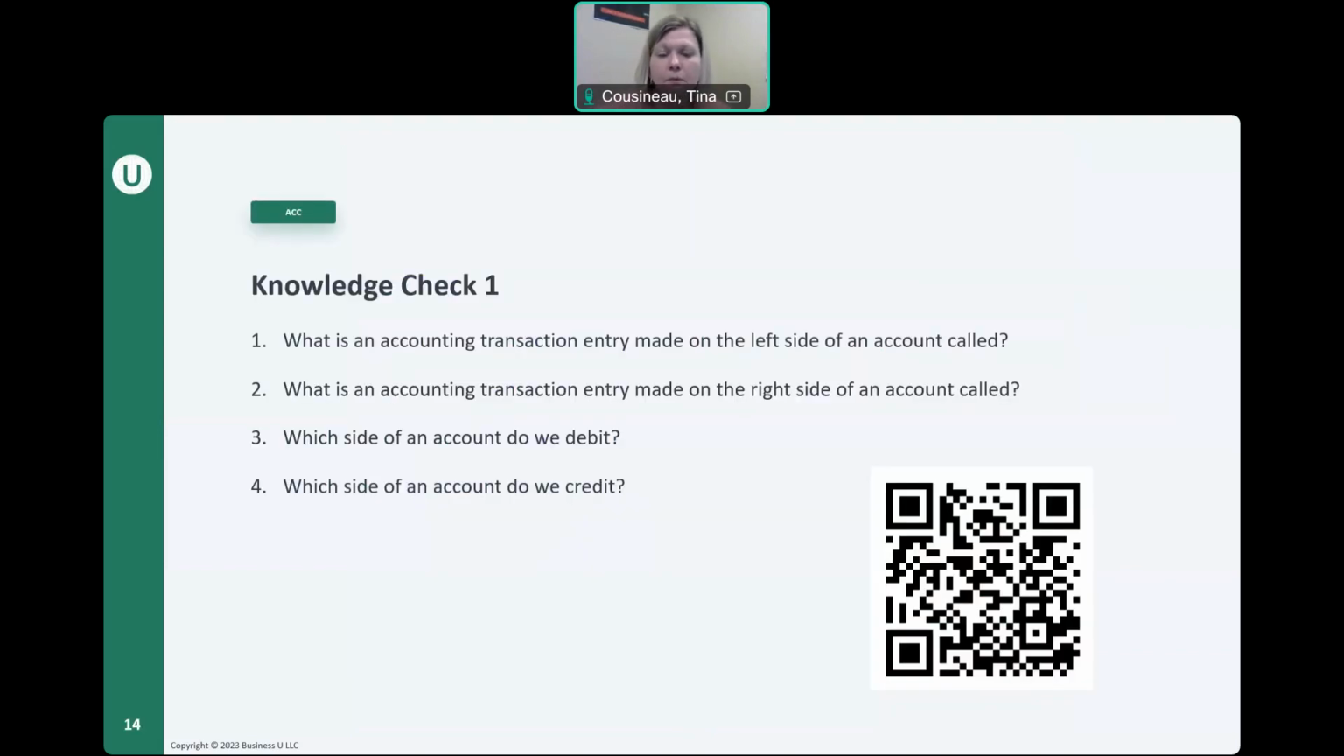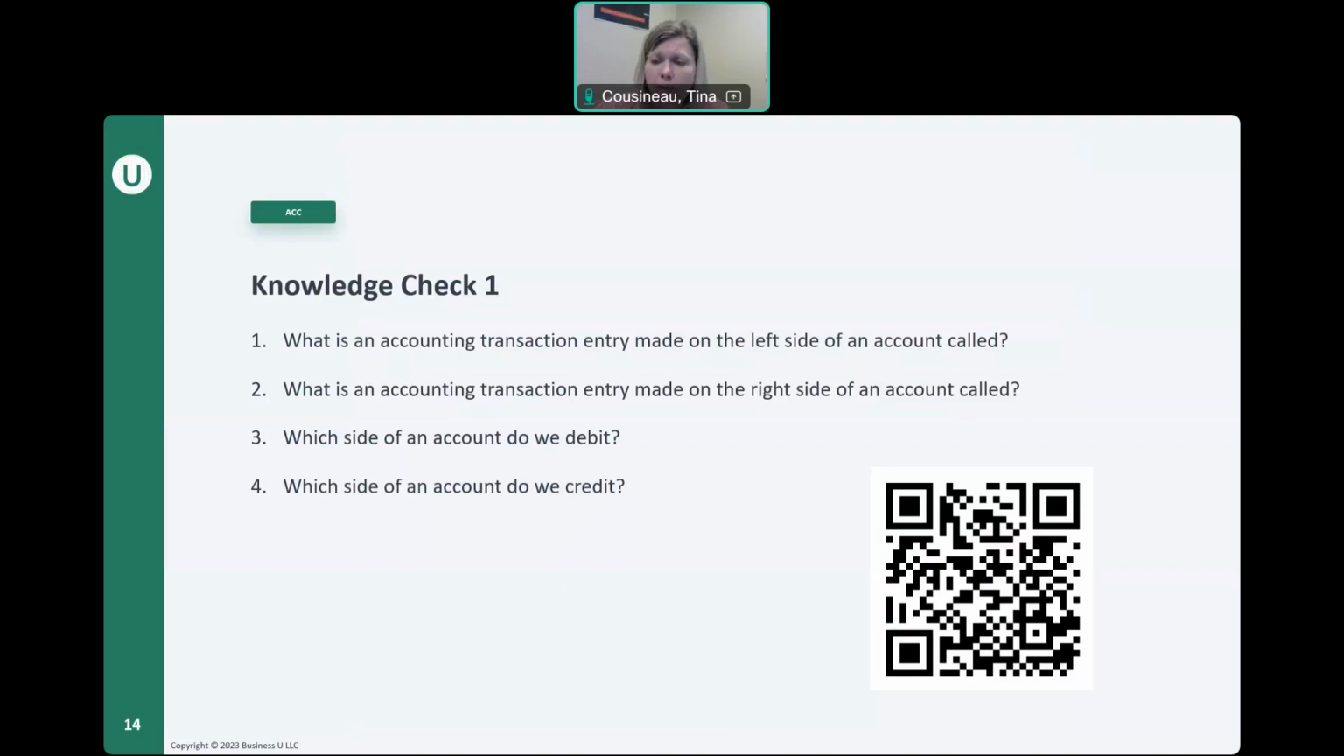All right, so let's go into our first knowledge check. I just want to make sure that you're catching on, that you're understanding what's on the left, what's on the right, what do we debit, what do we credit. So scan the QR code. It's going to take you to a Google form. Answer these 4 questions. They're just multiple choice, no biggie. And then hit submit. If you got any wrong, it will just let you know what the right answers are, which is great. We're going to continue to review, but this gives me an idea of if you're understanding this concept.